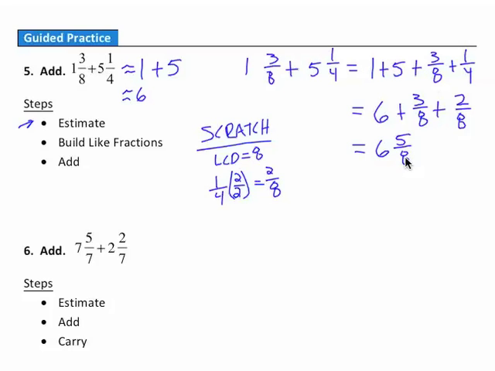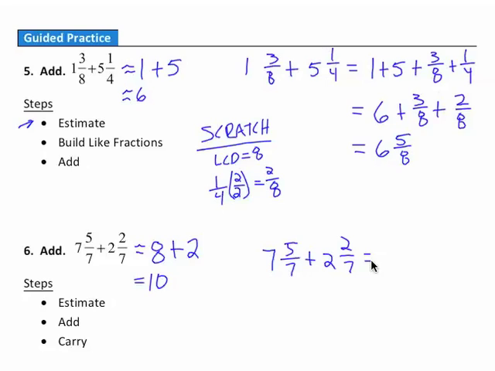Question 6. We're asked to add 7 and 5/7 plus 2 and 2/7. Well, let's start with our estimate. 7 and 5/7, that is closer to 8 than it is to 7. And 2 and 2/7, that's actually closer to 2. So we're coming up with an estimate of 10.